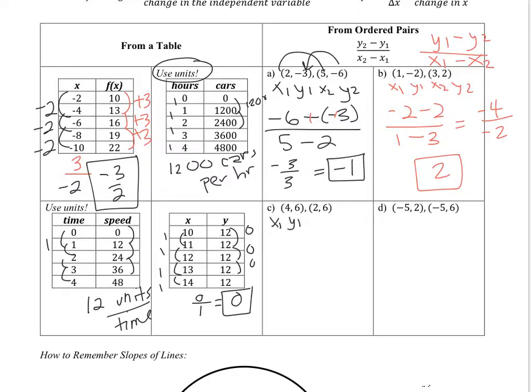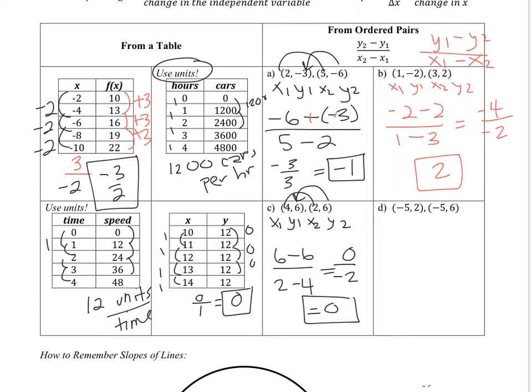Labeling x1, y1, x2, y2, I can do y2 minus y1 over x2 minus x1. So it's 0 over negative 2, which is 0. If you have 0 on the top, it's 0. And then 6 minus 2 over negative 5 minus a negative 5. So it's going to be 4 over 0. 4 divided by 0, you cannot divide by 0. So it's undefined, or we also call it no slope.